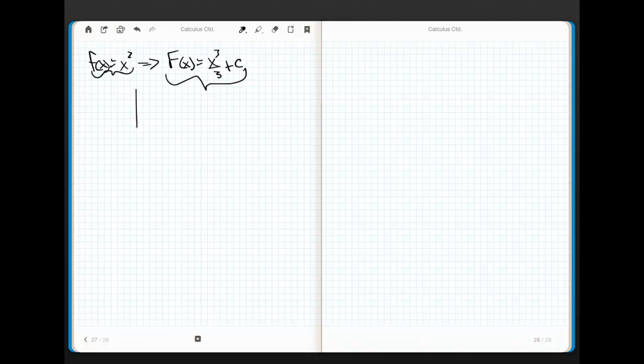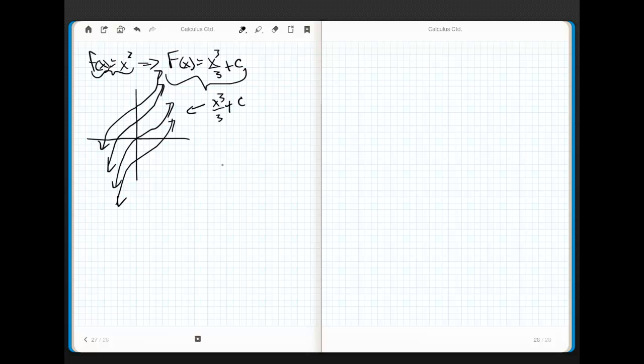The problem is that x cubed thirds plus c is a family of functions that looks like this. I end up with an uncountably infinite number because c can be anything, and there's an uncountably infinite number of real numbers, right? So this is the family of x cubed thirds plus c. We'll call this the family.